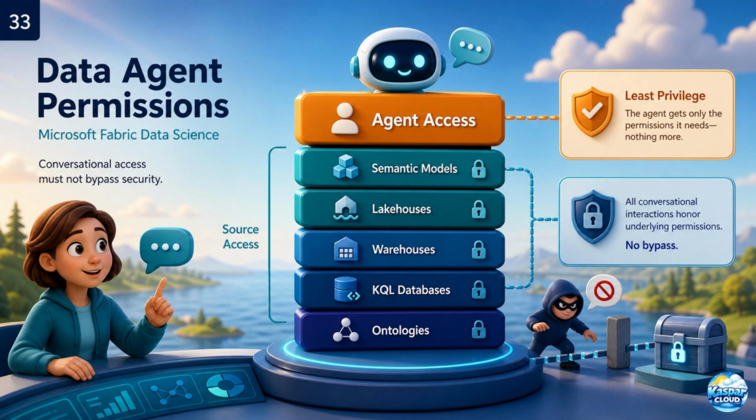Data agent permissions are a major design consideration. Users must have access not only to the agent itself, but also to the underlying data sources the agent queries. For example, a user querying a Power BI semantic model through a Fabric data agent may only require read permission on the semantic model, while lakehouses, warehouses, KQL databases, and ontologies each have their own minimum access requirements. This least privilege approach is important because conversational access should never bypass existing enterprise data security controls.